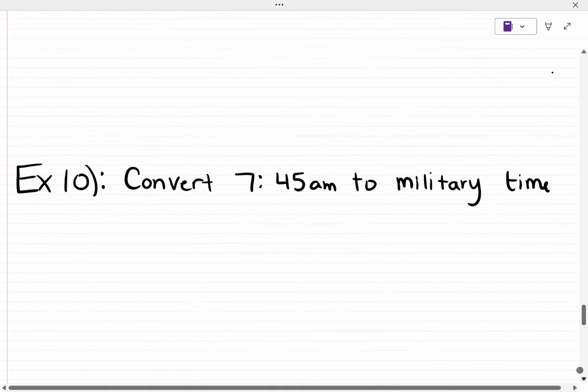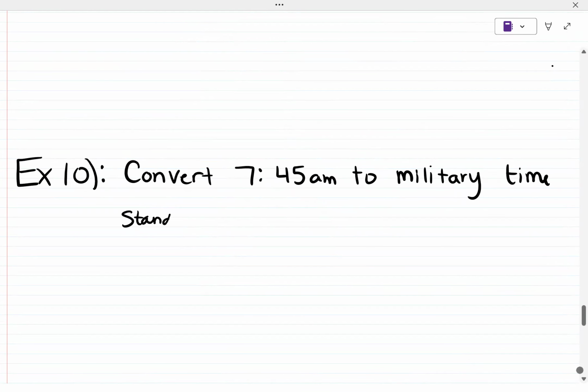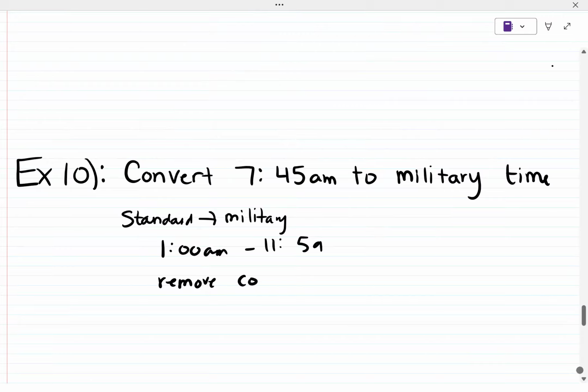Example 10, convert 7:45 a.m. to military time. So what we have is standard to military. 7:45 is between 1 a.m. and 9:59 a.m. And what we have to do is remove the colon plus the AM as well. So it's really 745. And remember, military time has 4 digits, so you do have to add this leading zero. And there's your final answer.